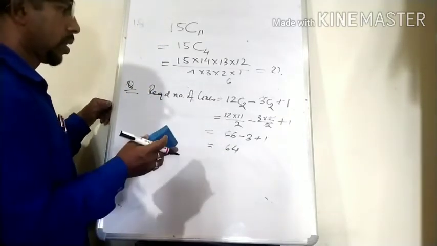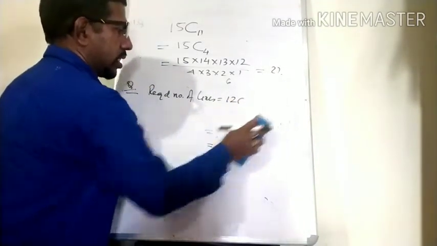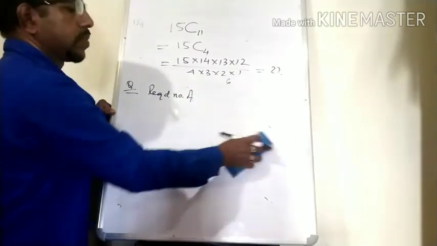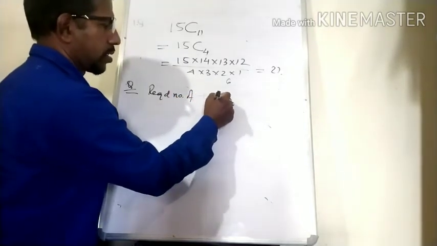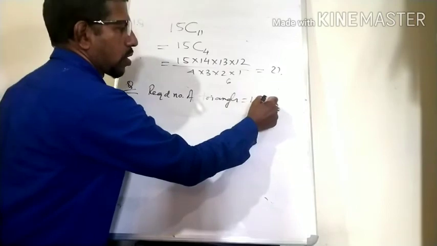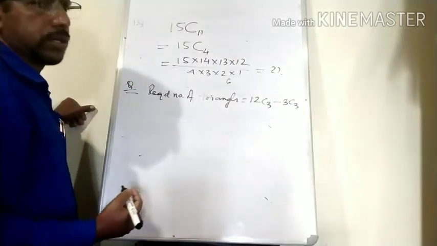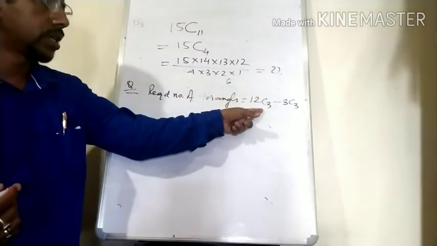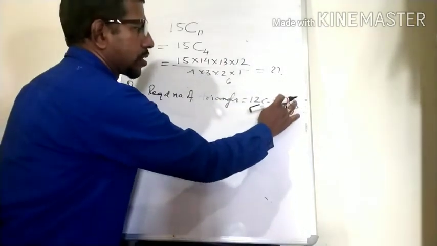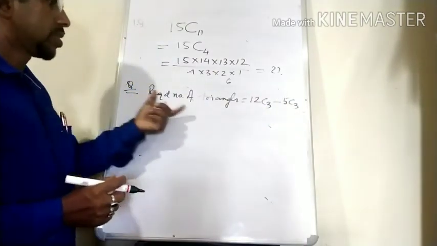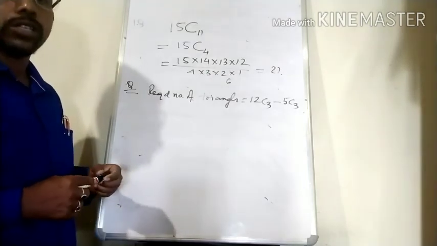64 straight lines can be obtained from 12 points when 3 points are collinear. Similarly, how many triangles can be obtained from 12 points? We will write 12C3. Triangles means 3 points. If you join them, it will form a triangle. So the required number of triangles will be 12C3. If again 3 points are collinear, you have to subtract 3C3. So that is the required number of triangles, 12C3 minus 3C3. If 5 points are collinear, subtract 5C3. So this is the number of triangles. Like that we can easily find many problems based on combination.